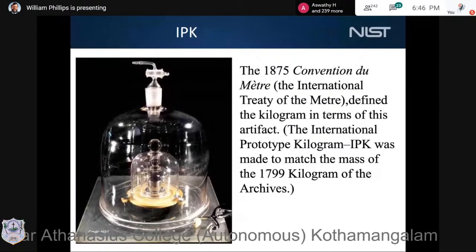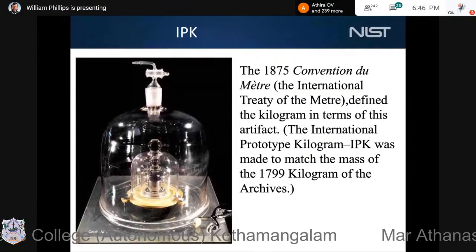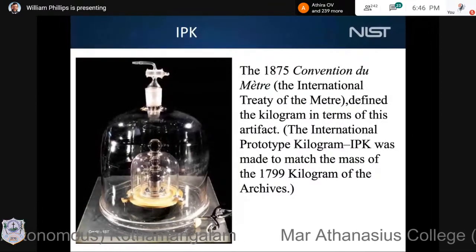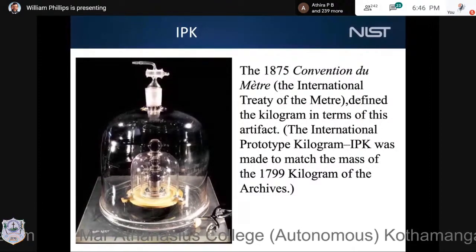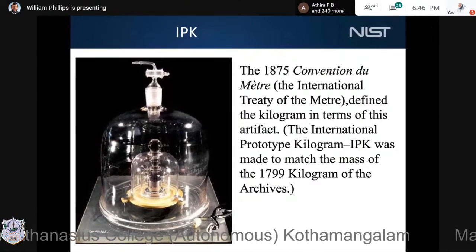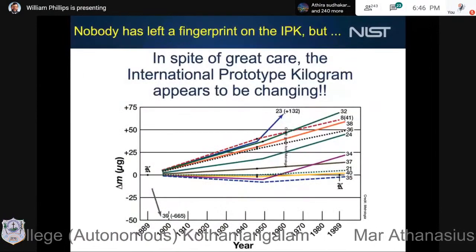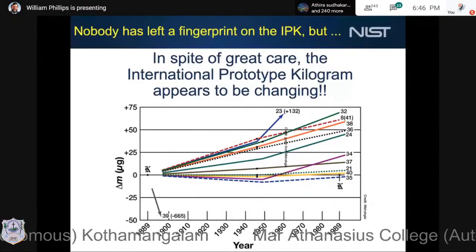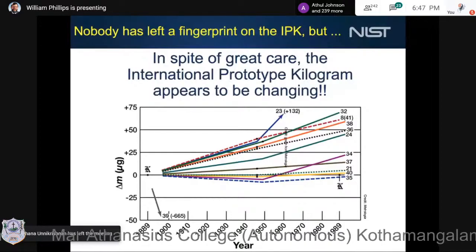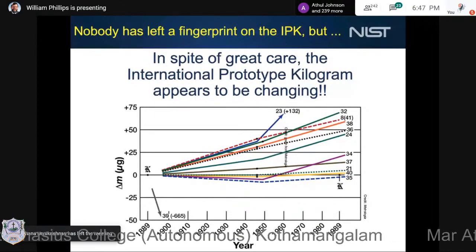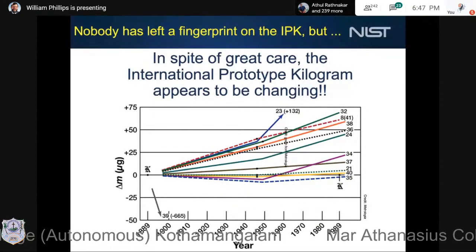Well, that's a completely untenable situation. That's not the sort of situation that we can allow ourselves to have in the modern day. And even though no one leaves a fingerprint on the international prototype of the kilogram, people handle it with great care, it nevertheless appears to be changing.